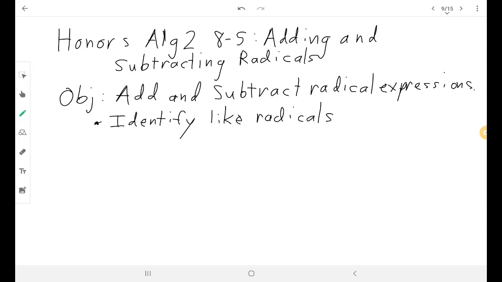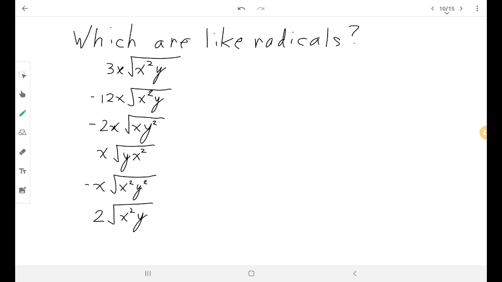Hello, Honors Algebra 2. Today we'll be looking at the Edgenuity section 8.5 called Adding and Subtracting Radicals. There are two objectives to this section. The first is to add and subtract radical expressions, and the second is to identify like radicals. So let's start by trying to identify which ones are the like radicals.